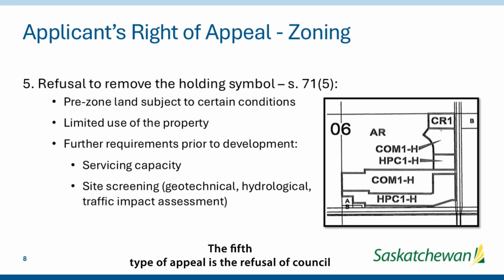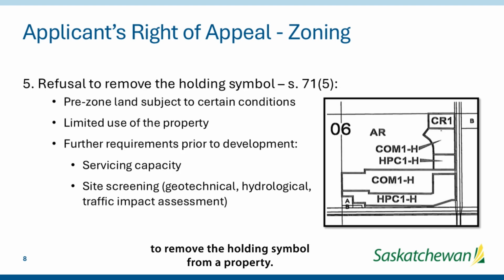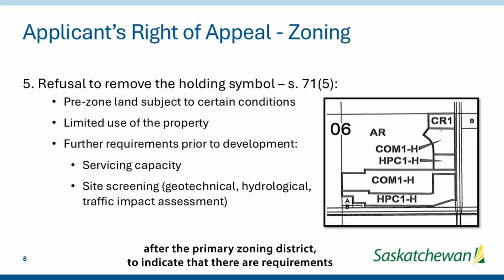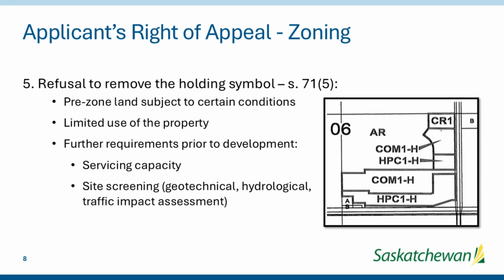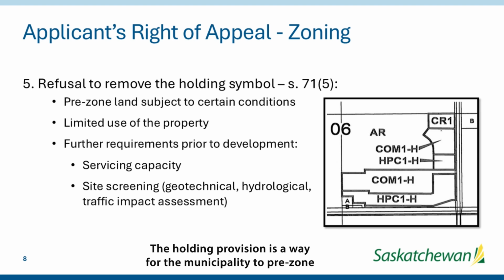The fifth type of appeal is the refusal of council to remove the holding symbol from a property. A municipality may use a holding symbol, often shown as an H after the primary zoning district, to indicate that there are requirements that must be addressed before the land can be used. Holding symbols are typically used when servicing capacity or other factors must be addressed before the land may be developed. The holding provision is a way for the municipality to pre-zone land to provide landowners certainty, without losing the ability to ensure certain conditions are met prior to development.